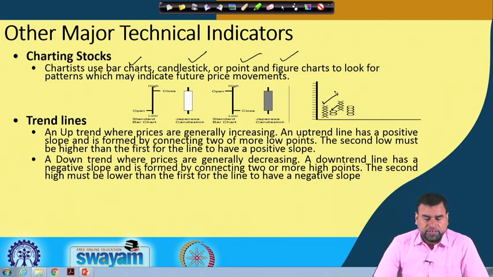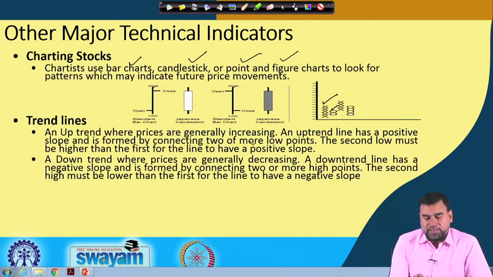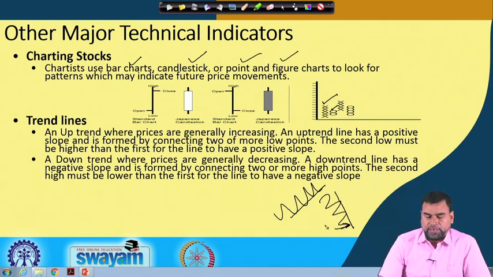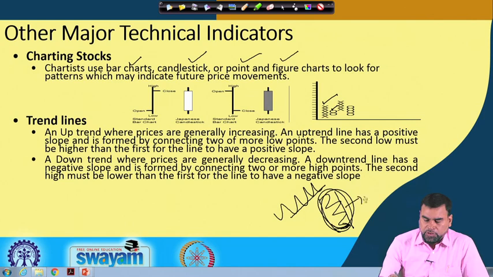Another one is the trend line. The trend line is quite important, because they find out the trading range with it. An uptrend is where prices are generally increasing. An uptrend line has a positive slope and is formed by connecting two or more low points. For example, if I draw like this, this is an upward trend line, and this is a downward trend line. If you draw the downward trend and upward trend, then this is your trading zone.